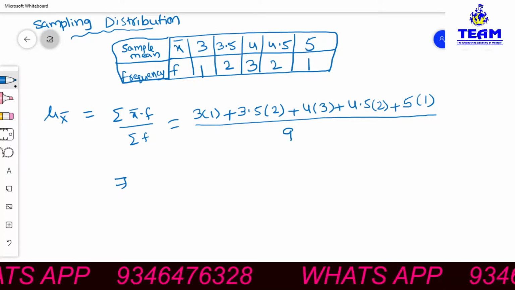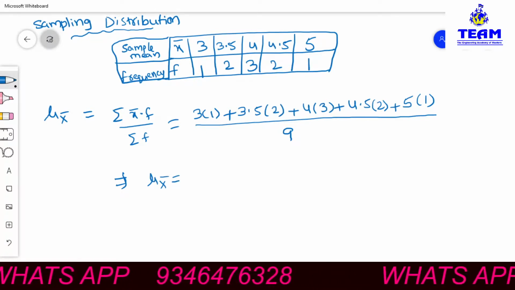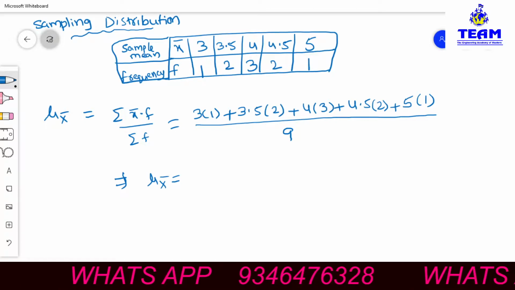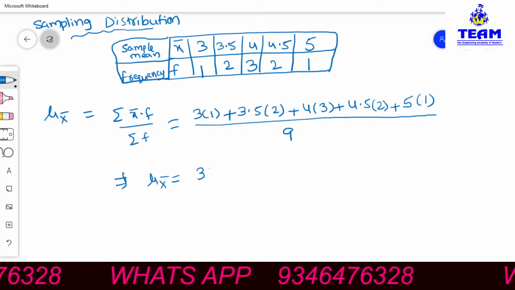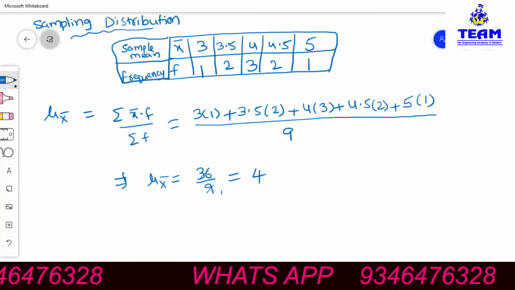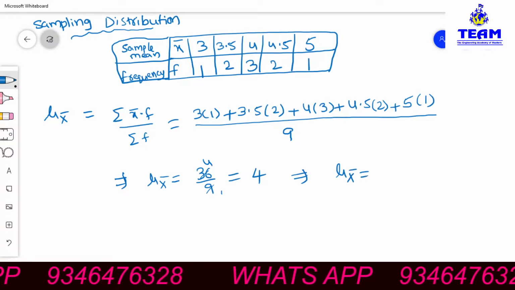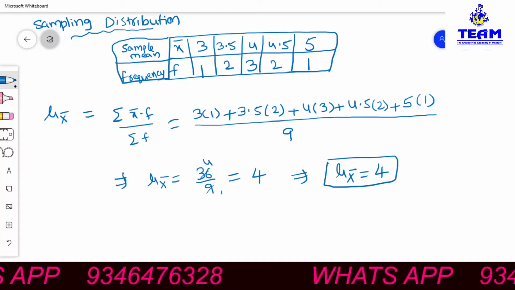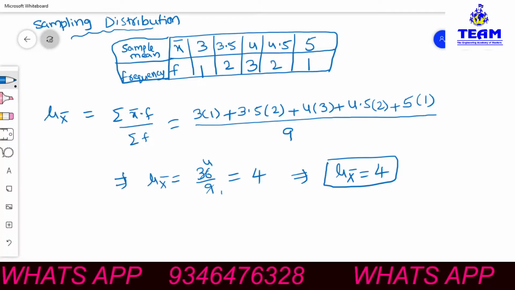That means mu x bar is equal to, by adding these values, how much did you get: 3 plus 7 plus 12 plus 9 plus 5, we got 36. 36 by 9 is equal to 4. So it is clear that mu x bar is equal to 4. As you observed, the values of mu and mu x bar are evidently equal. So this is about MHDM.